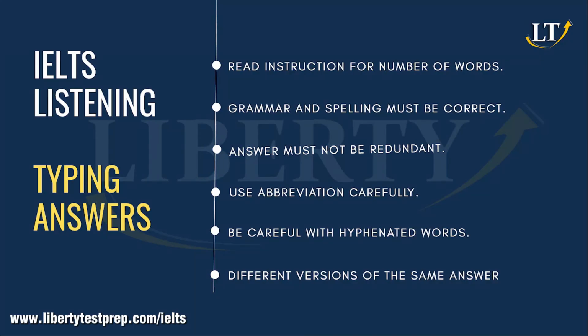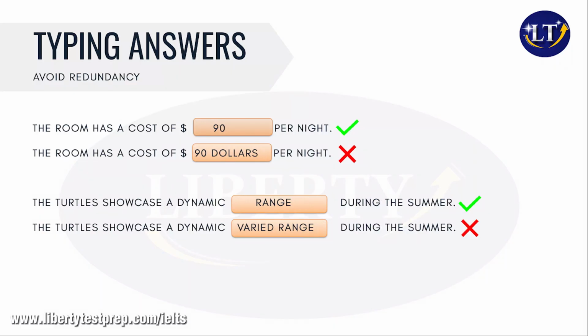Third rule for typing your answers, the answers must not be redundant, okay? So we have to pay very close attention, especially to symbols. For example, the first example says, the room has a cost of, and they already give us that symbol of dollars, right? And then they say per night. So the answer here needs to be 90, okay? If we write, as in the second example, in the second line, $90, that would be wrong because that's redundant. We already have that symbol for dollars, so we don't need to repeat. We should not repeat the word dollars. So be really careful with these symbols.